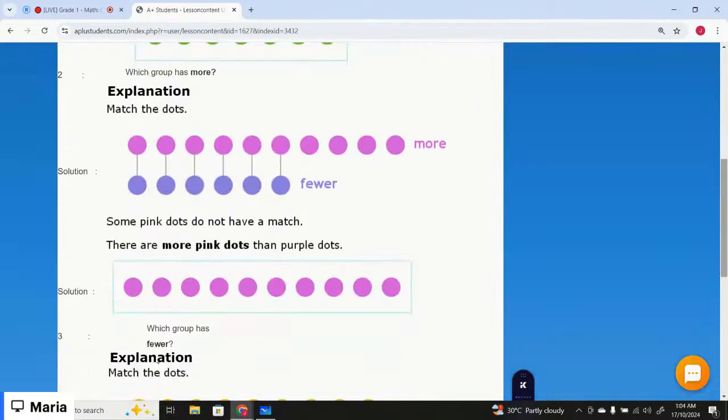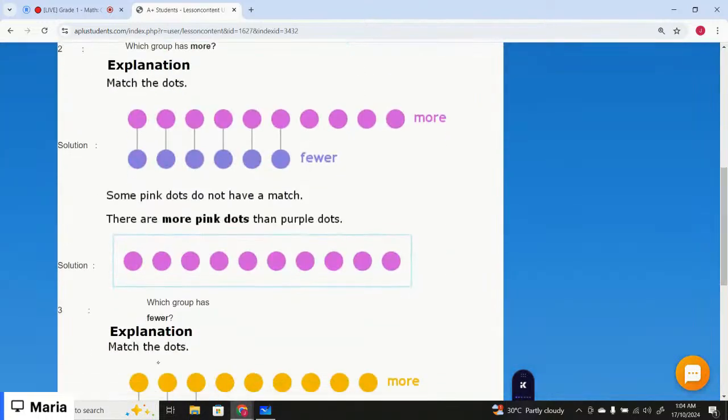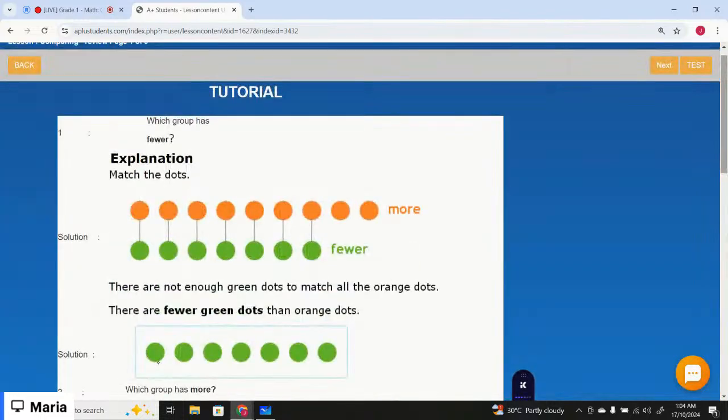Okay, let's just look at the other example. Match the dots one by one, and you can see you still have more pink dots than purple dots, right? So that means there are more pink dots than purple dots. Let's just start with the test questions.